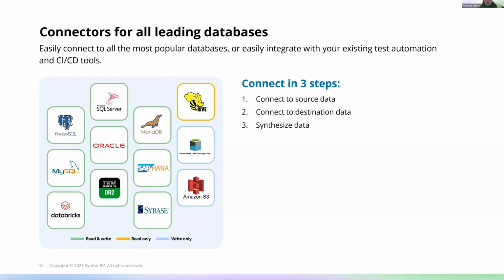And finally, of course, test data is also something that needs to be integrated into the organization. And for that, we have various out-of-the-box connectors to make sure that we can directly connect to the source data. That can be your production data or the data that you want to mimic. And we connect to the destination database. Those can be your test environments and your test, development, and acceptance environments.